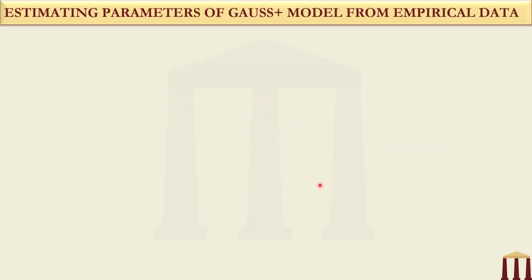Now, since we have seen how the Gauss plus model is actually working and how we plug in the numbers, we can also look at something which is equally important, how the parameters are actually estimated from the market data. So the Gauss plus model is not just a theoretical model. It is meant to reflect how the interest rates actually behave in the real world. This has to be very clear in your mind.